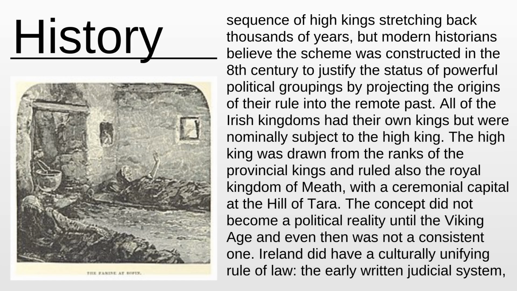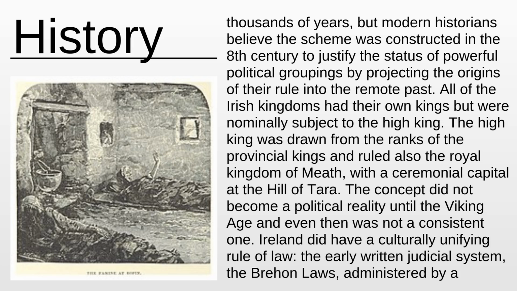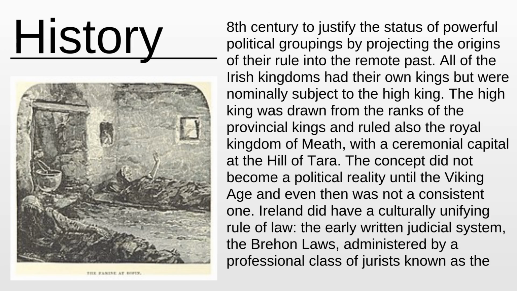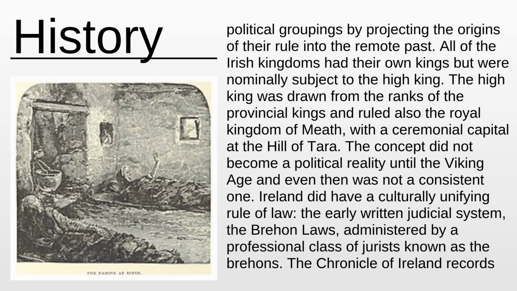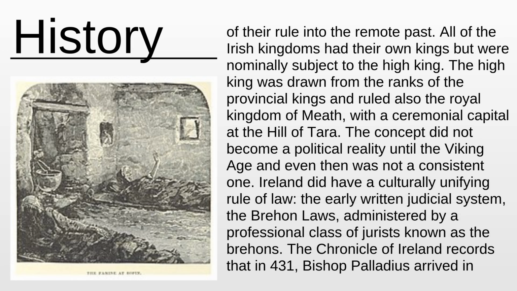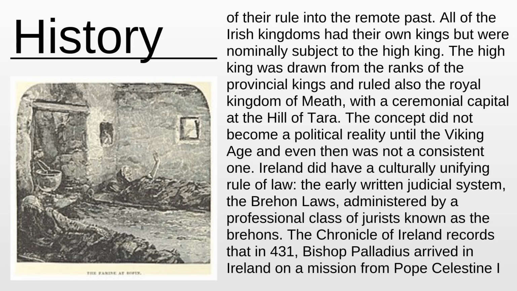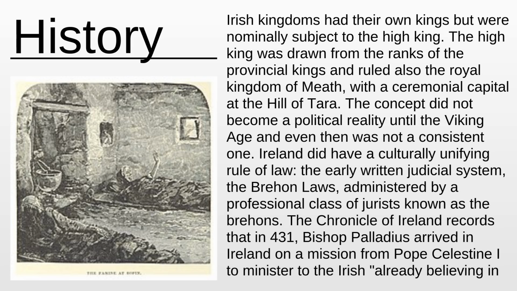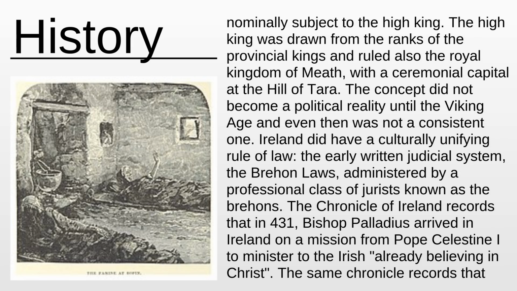All of the Irish kingdoms had their own kings but were nominally subject to the High King. The High King was drawn from the ranks of the provincial kings and ruled also the royal kingdom of Meath, with a ceremonial capital at the Hill of Tara. The concept did not become a political reality until the Viking Age, and even then was not a consistent one.